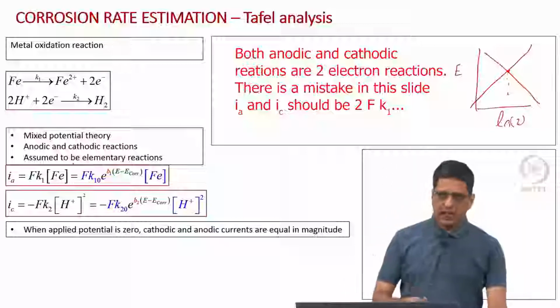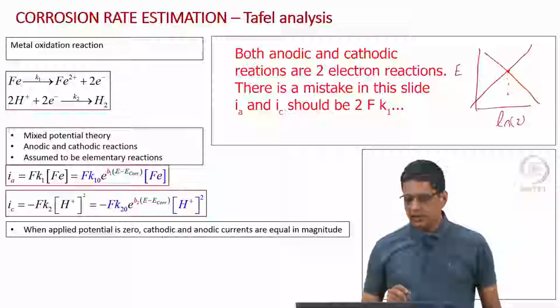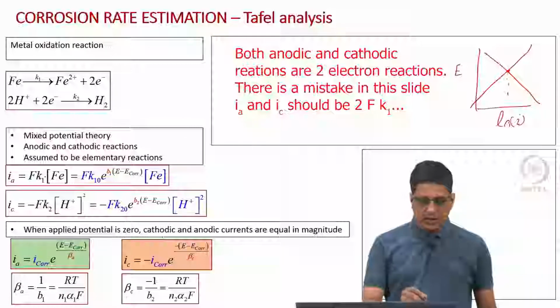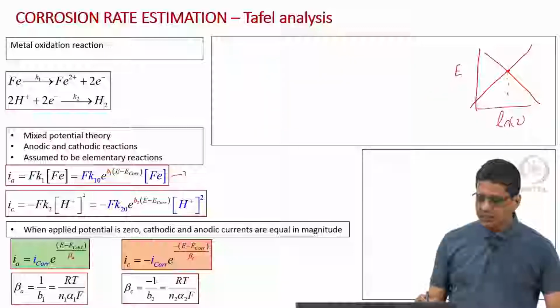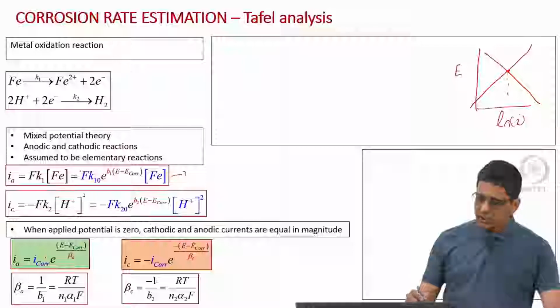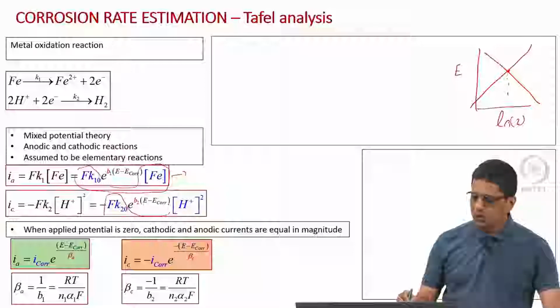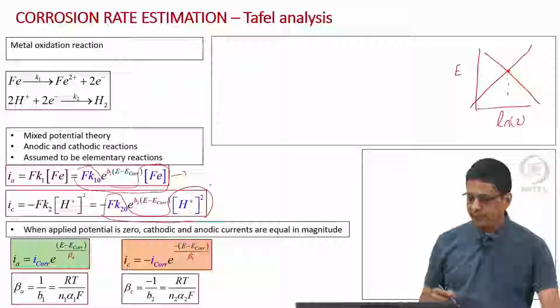When we do not apply any potential, the cathodic and anodic reactions are equal in magnitude. You can rewrite this as I corr exponential of E minus E corr by beta A. Now, I corr is going to be F K10 times the Fe concentration, and that is also going to be equal to F K20 times the concentration or activity of H plus, squared.